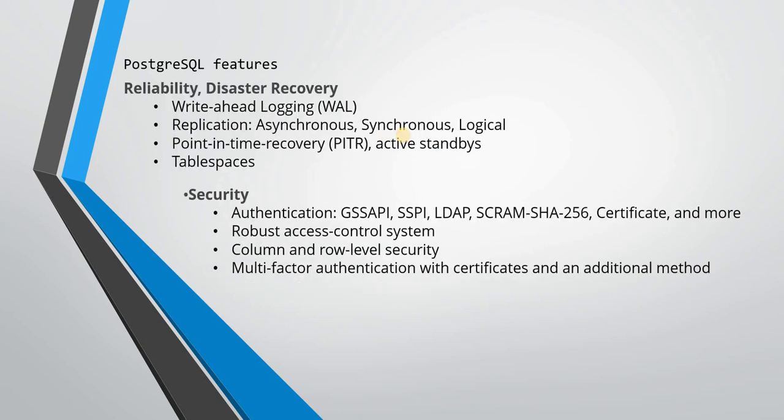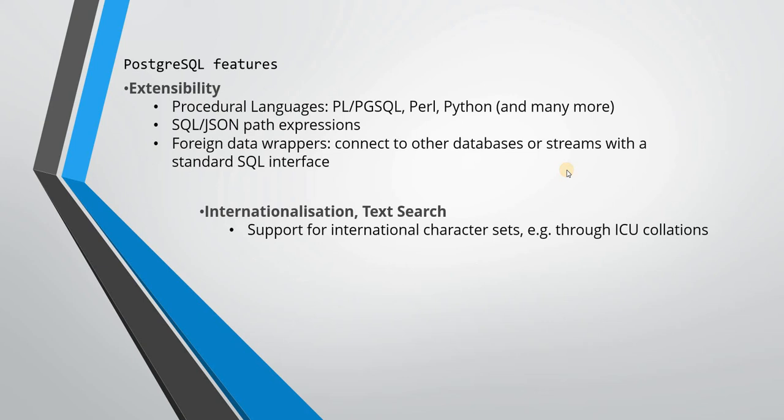When it comes to reliability and disaster recovery, it has write-ahead logging, replication in both forms, asynchronous and synchronous, point-in-time recovery, and tablespaces. With security, of course, everything which others give, and then very importantly column and row level security, right? So access can be controlled on column and row level, and like others, multi-factor authentication with certificates and additional methods.